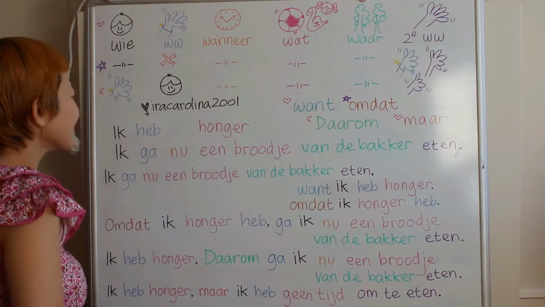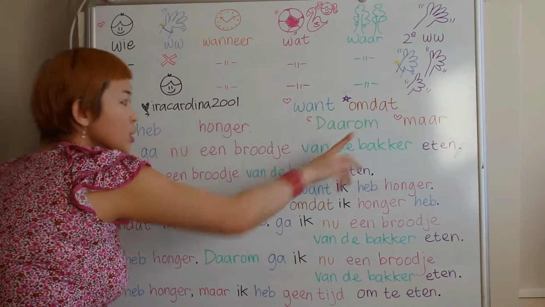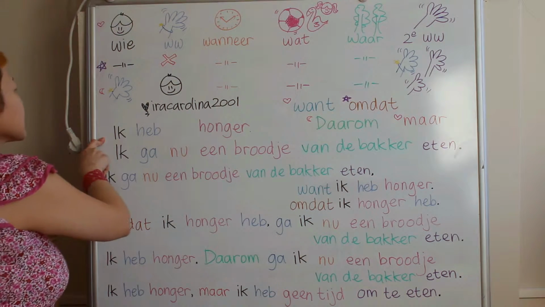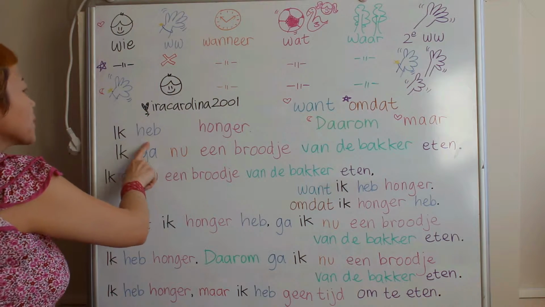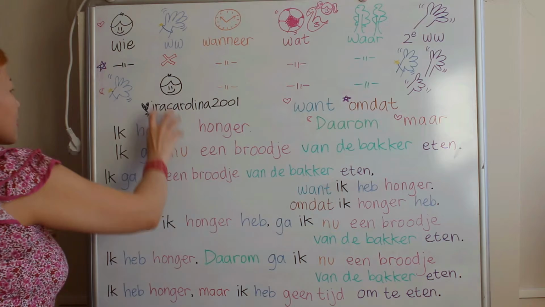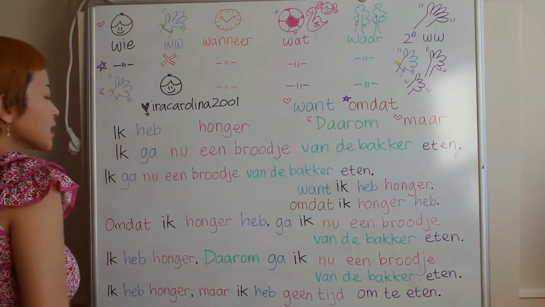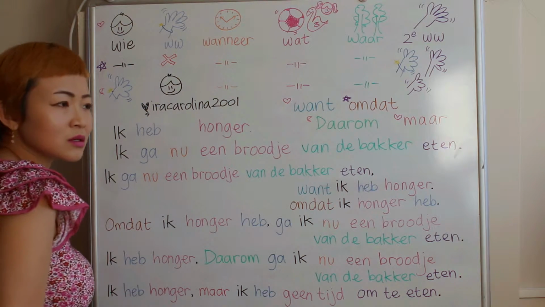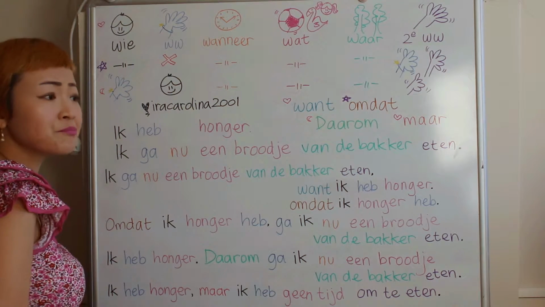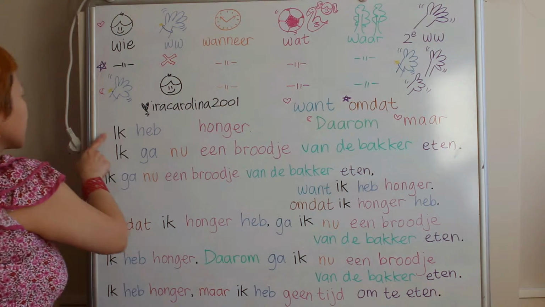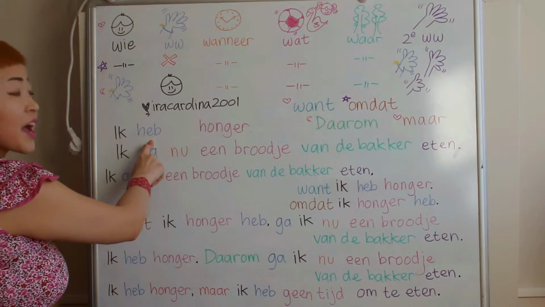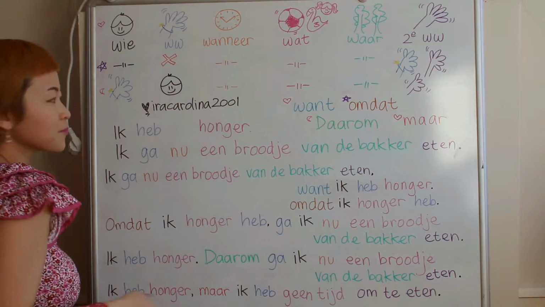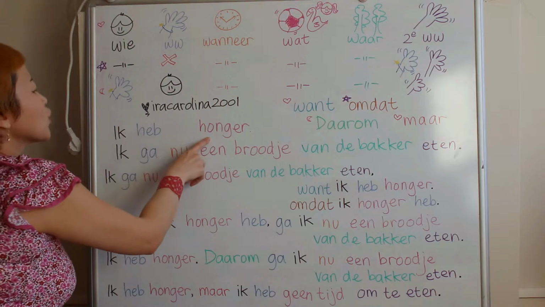We will put in the sentence. Of course, with these words, we will need two sentences to work with. The first sentence is Ik heb honger. In English it is I am hungry. But in Netherlands or Dutch, it's not I am hungry, but you say I have hungry. I have honger, hungry. So you say ik heb honger. I have hungry. Ik heb honger.